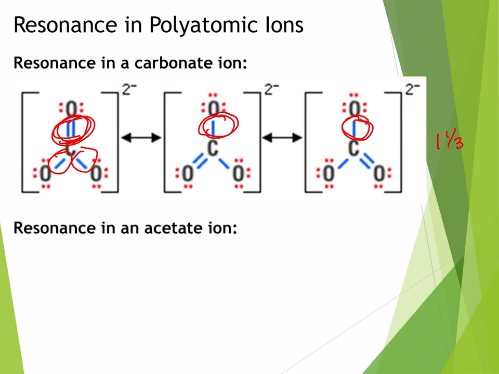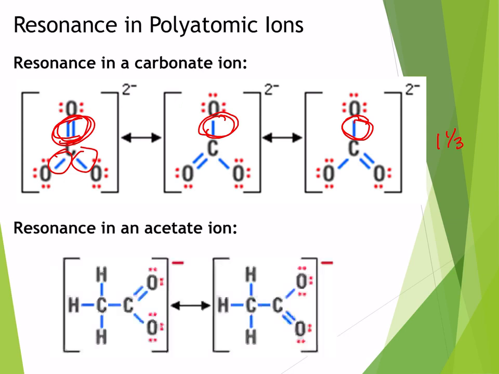Similarly, if we look at acetate, here's how we would draw that acetate ion, right? And it wouldn't matter which one of those oxygens we chose to double bond with the carbon. But in one of the structures, it's a double bond, and in the other one, it's a single bond. So in reality, it falls somewhere between a single and double bond. So this is what resonance is.